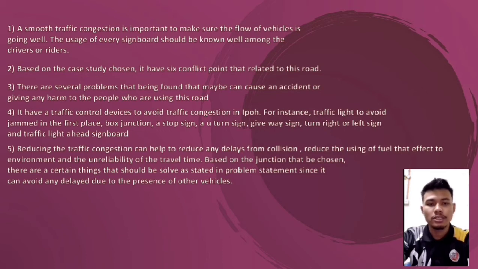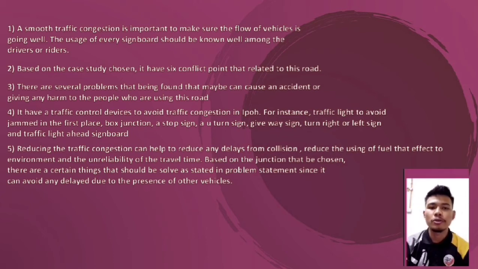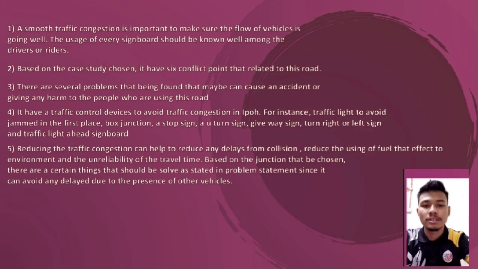So there are some suggestions included in this case study, along with traffic control devices to avoid traffic congestion in Ipoh. For instance, a traffic light to avoid jams in the first place, a box junction, a stop sign, a U-turn sign, a give way sign, a turn right or left sign, and a traffic light ahead signboard. Other than that, it can be concluded that a complete set of traffic signboards should be provided in detail at every junction to avoid traffic congestion.